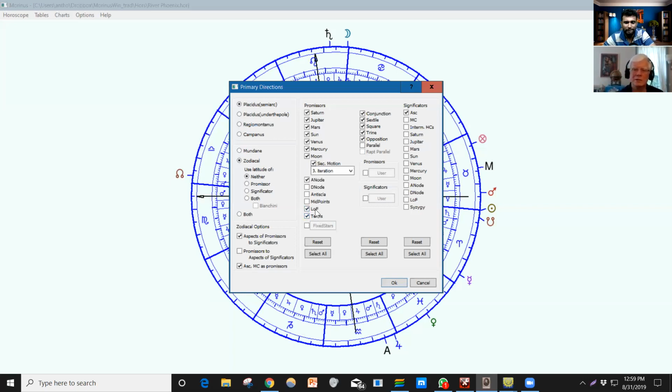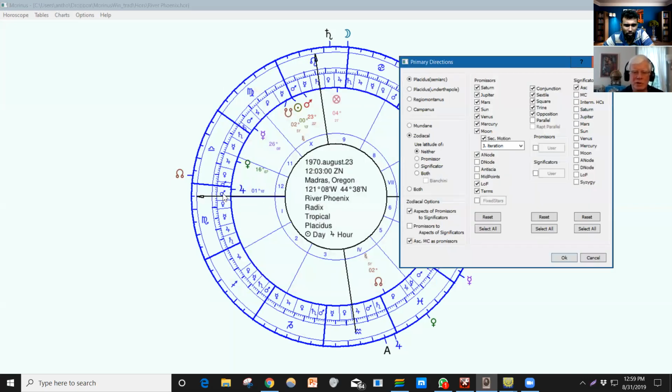Okay, let me show you in River Phoenix's chart. So he's born in the Mars bound of Scorpio. Right? There it is. And there's maybe 2 degrees here until Venus reaches the ascendant, the Venus bound of Scorpio. And then it's 1, 2, 3, 4, 5. I can't tell if it's 4 or 5 degrees wide.